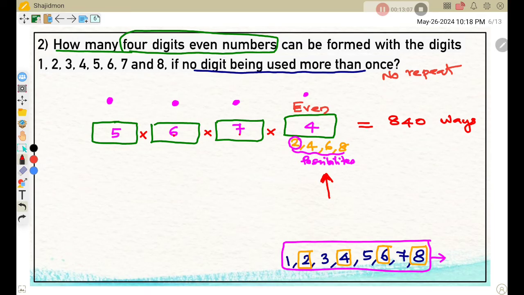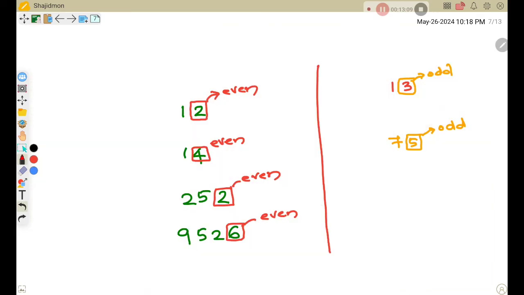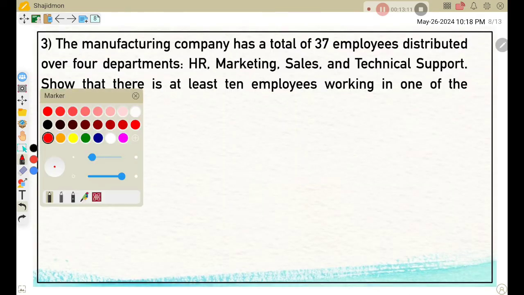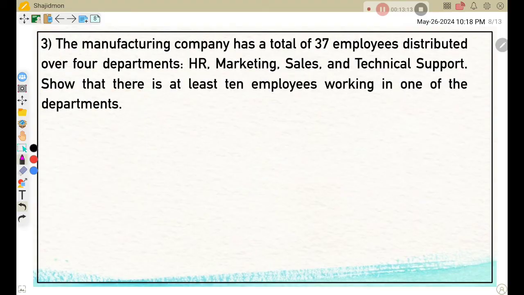Okay, now let me go to the third question. Question number 3 now. This is from the pigeonhole principle, section 4.2. The first 2 questions we already did from section 4.1.